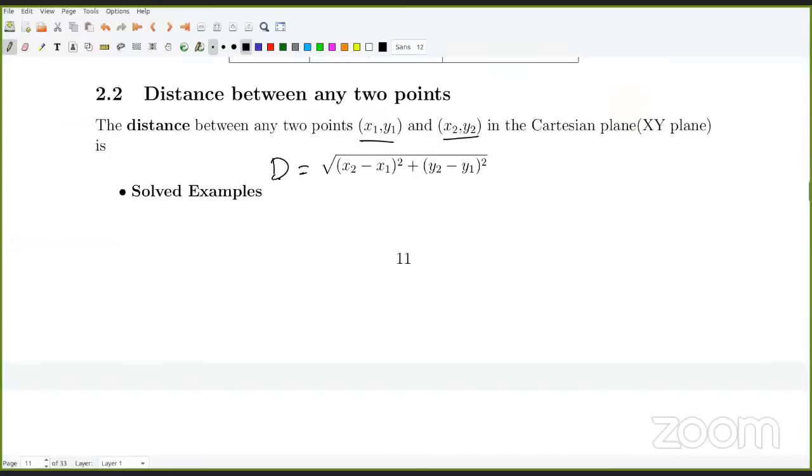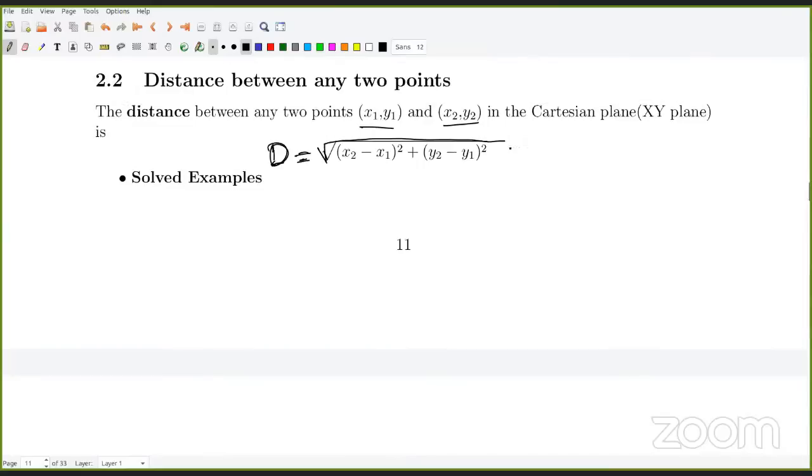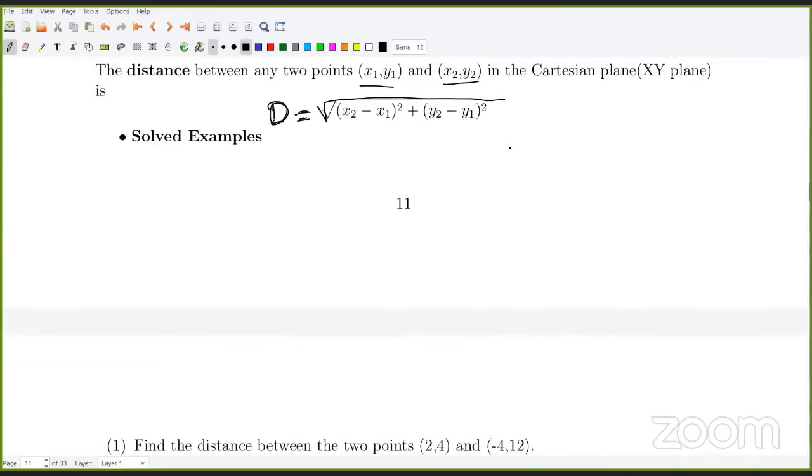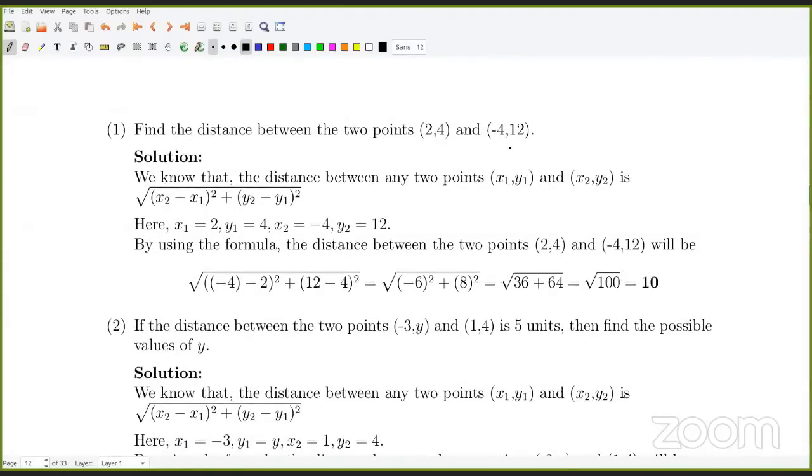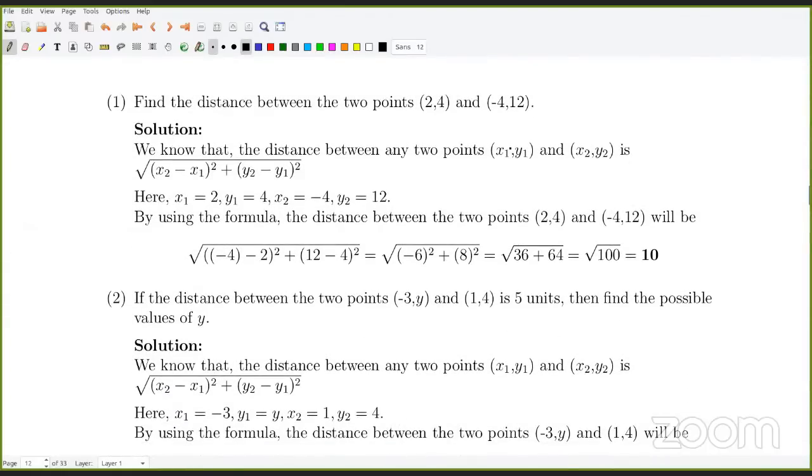This is the distance between 2 points, which is equal to square root of (x2 minus x1) squared plus (y2 minus y1) squared. So you subtract the x coordinates and square it, and you add it to the subtraction of the y coordinates squared, and you take the square root of it. So that will be the distance. Sir, one point, whichever difference we take, it doesn't matter because ultimately we are squaring. Yeah, you are squaring.